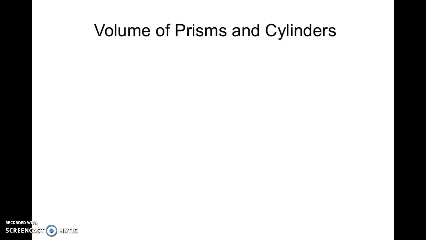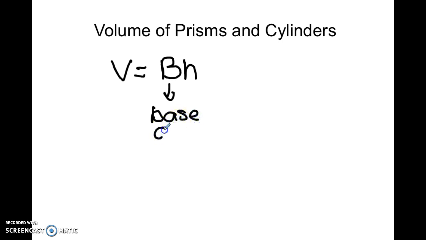Today we are going to learn how to find volume. We're going to start with prisms and cylinders first. So the formula we use for volume equals base area times height. Okay, so the big B stands for base area, and the H stands for height. So you might want to have your formula sheet for area to help you out with this. Let's take a look at an example.